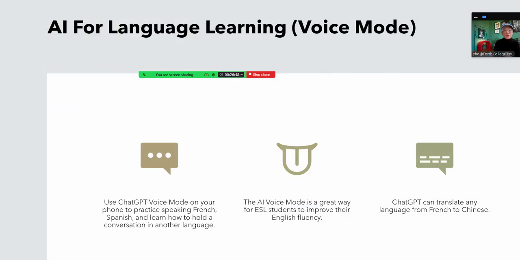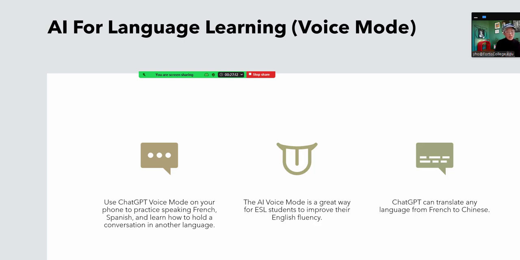And also the latest exciting thing you could use AI for is if you're an ESL student and you want to improve your English, then you can talk to the voice mode on your phone of AI, and then you could have a conversation with it. You can talk to it naturally, and you can learn many different idioms.